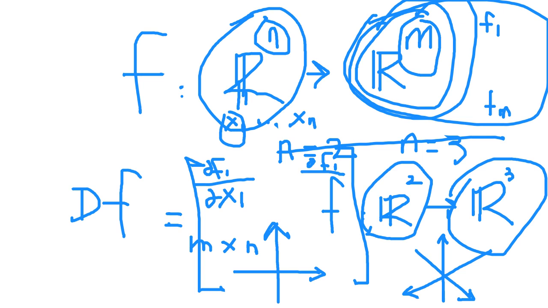That's the derivative for the first component in the codomain. You do partial f2, partial f3, and so on. The last row is partial fm with each variable in the domain.